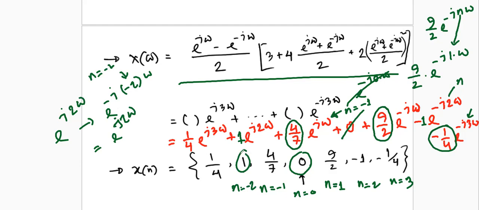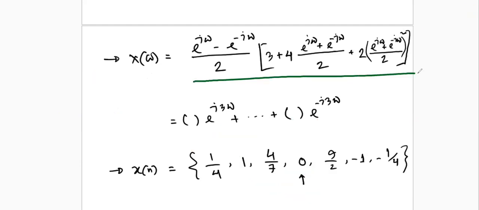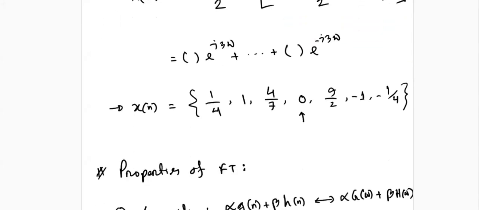So in this way, we can elaborate this, and by knowing the power, we can understand what the value is for that particular location, for different values of n. So this is the way we can find the inverse Fourier transform. This is one way. There are other ways people can do the Fourier transform and the inverse Fourier transform.